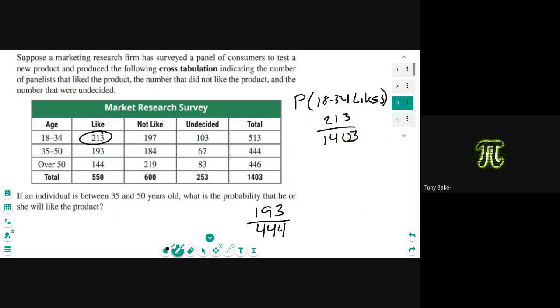What is the probability, given that the product is not liked, that the person was over 50? Correct. Okay. So I'm looking at this piece right here over the 600. Because I gave you the fact that they did not like it. Then what's the probability that they were over 50? It's 219 over 600.